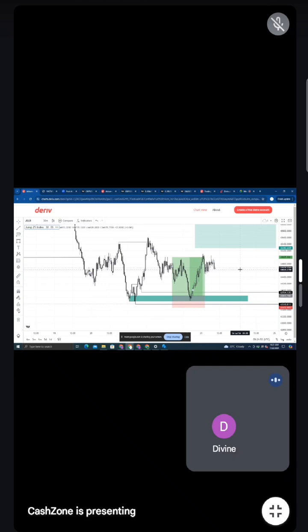Let me go to my setup. My battery wants to die. When a setup is clear from the higher time frame, you go to 10 minutes, 5 minutes, and you kill yourself.